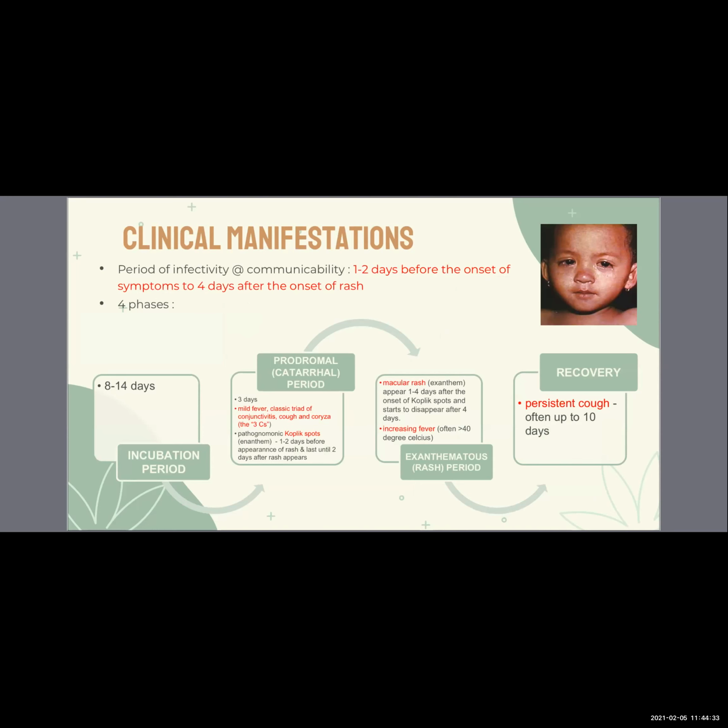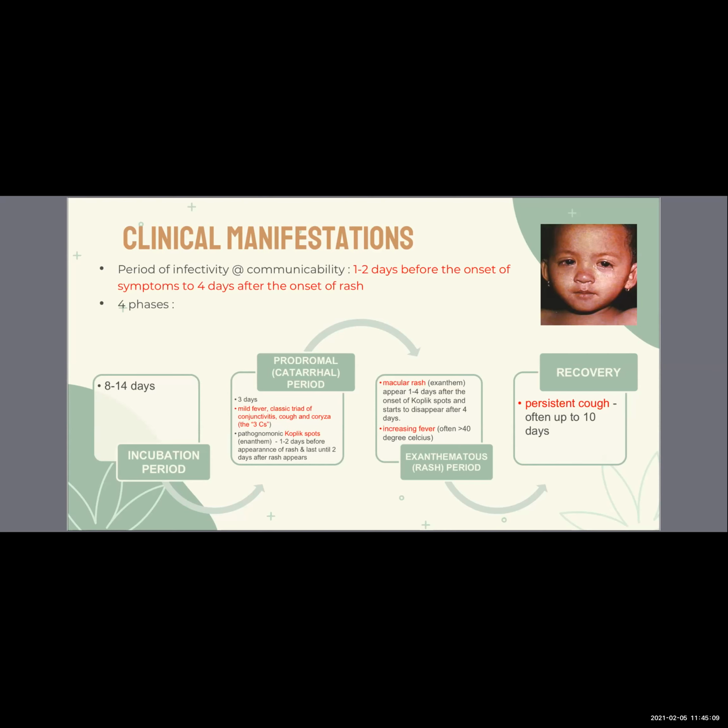The first one is the incubation period, which ranges from 8 to 14 days. After the incubation period, the prodromal or catarrhal period will start with mild fever and the classic triad of conjunctivitis, cough, and coryza, or we can simply remember it as 3 Cs. And at the late stage of this phase, the pathognomonic Koplik spots will appear.